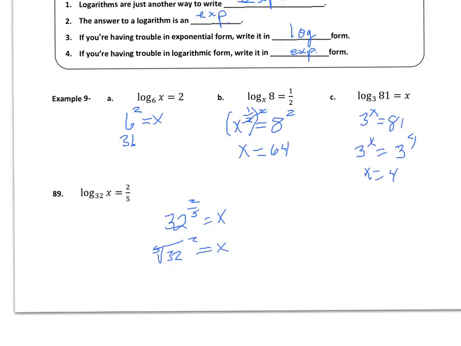It's 2. Think about it: 2, 4, 8, 16, 32. Boom, it is 2. So now we get 2 squared, which is 4. So x is 4. So log base 32 of 4 equals 2/5.